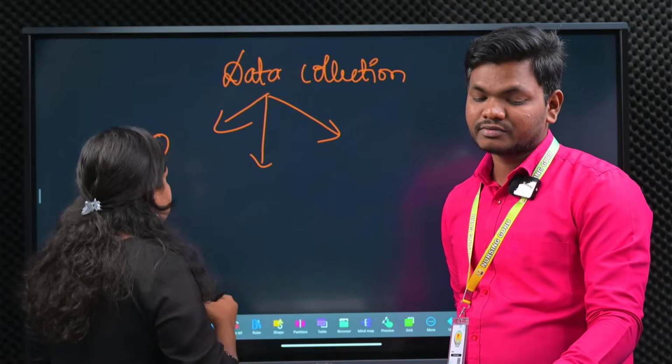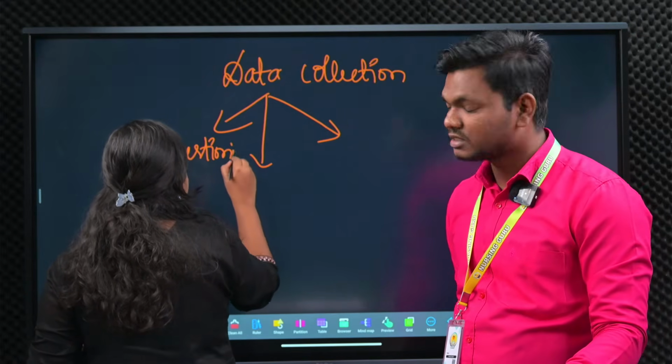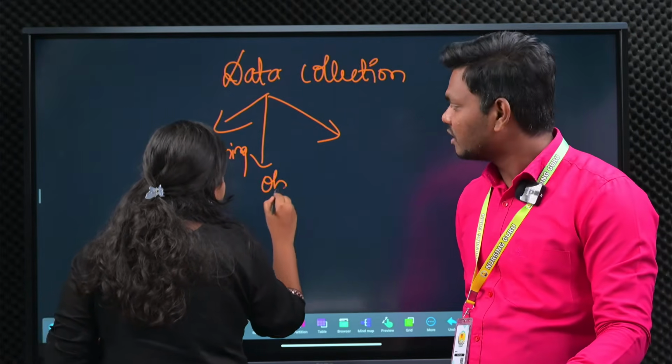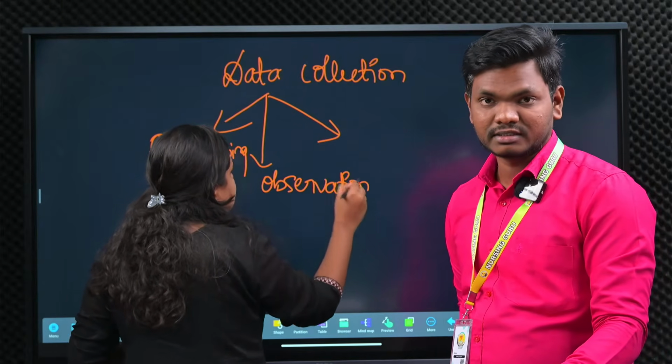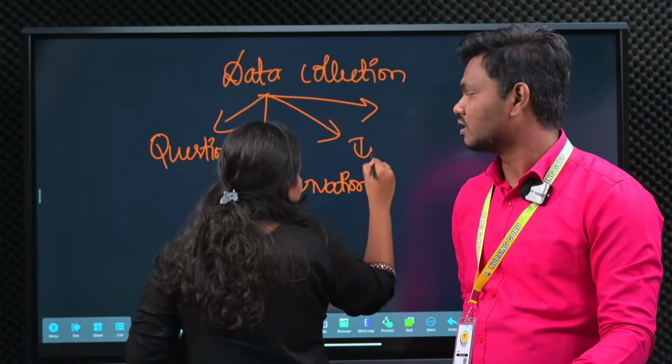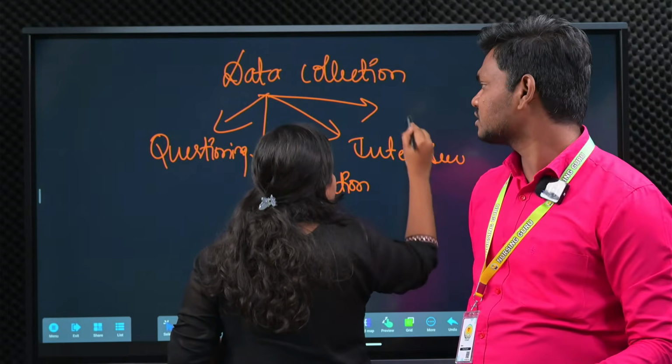So when you are talking about data collection methods: observation method, questionnaire method, interview, checklist and rating scales. Focus on all these things and study the definition and involvement.